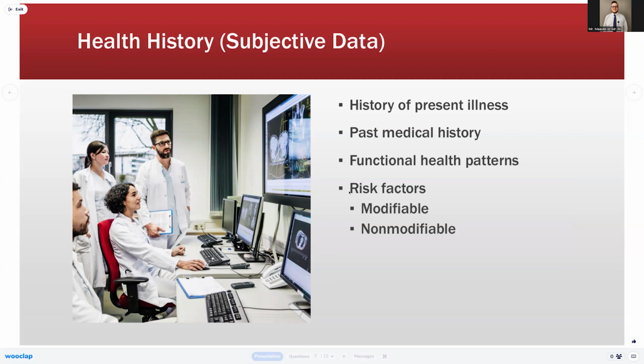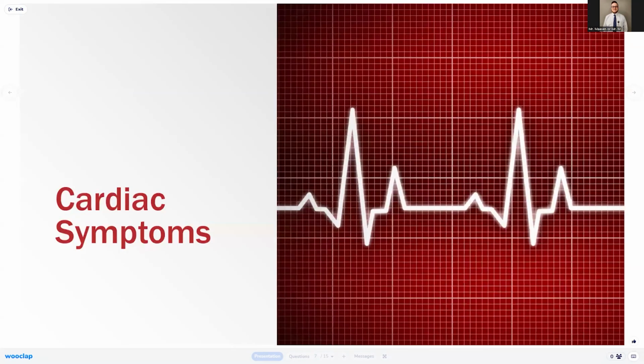Those kinds of things I can't change: how old I am. I can't change my race or ethnicity. I can't change genetic history. Those kinds of things are non-modifiable risk factors. You need to know the difference between those. You need to know those. So cardiac symptoms.